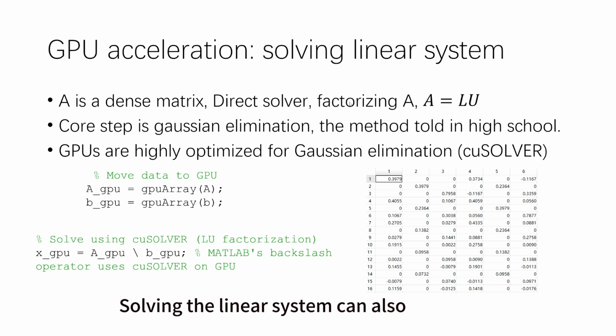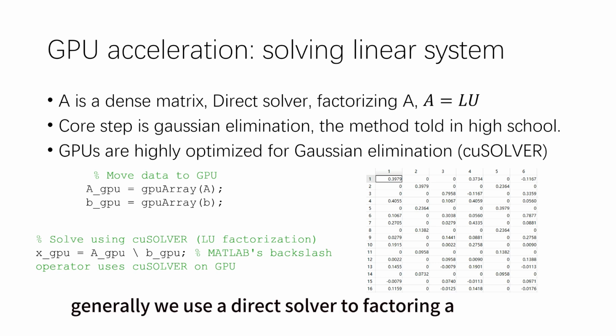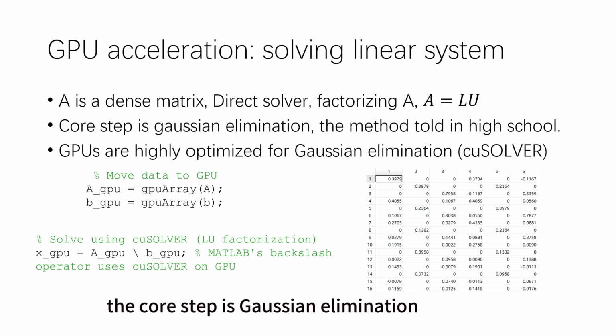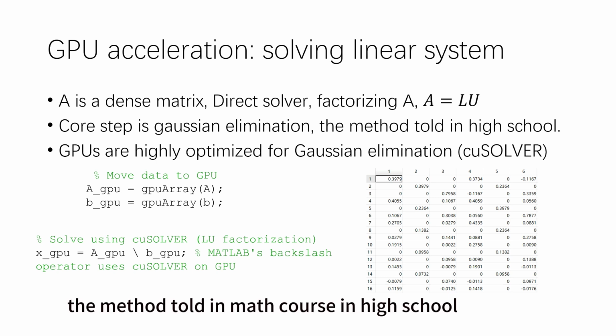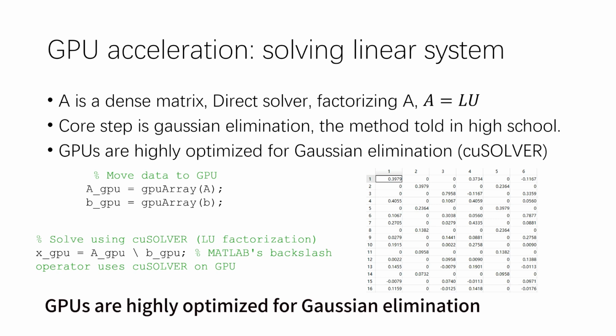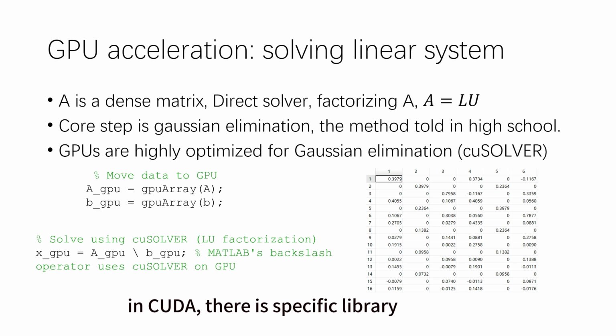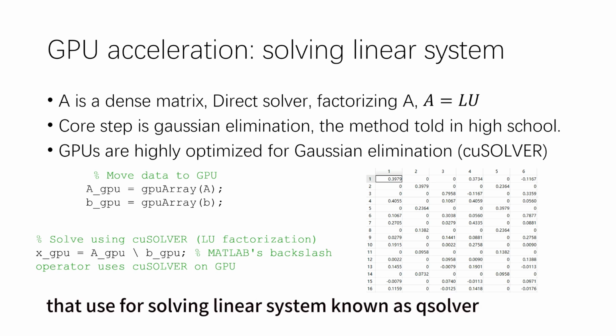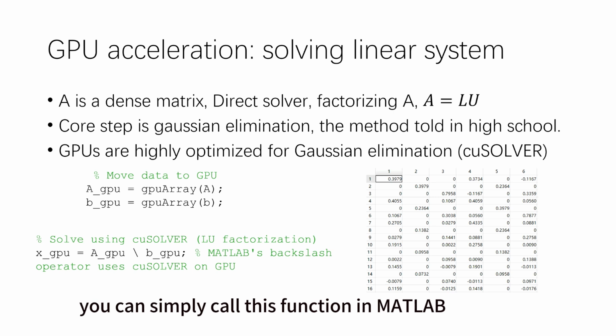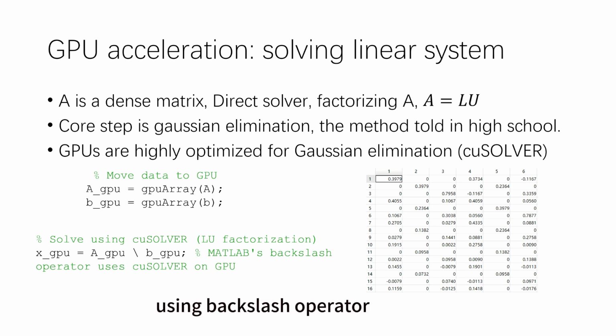Solving the linear system can also be performed on the GPU. Because A is a dense matrix, generally we use a direct solver to factor A. The core step is Gaussian elimination, the method taught in math courses in high school. GPUs are highly optimized for Gaussian elimination. In CUDA, there is a specific library used for solving linear systems, known as cuSolver. You can simply call this function in MATLAB using the backslash operator, as shown in this slide.